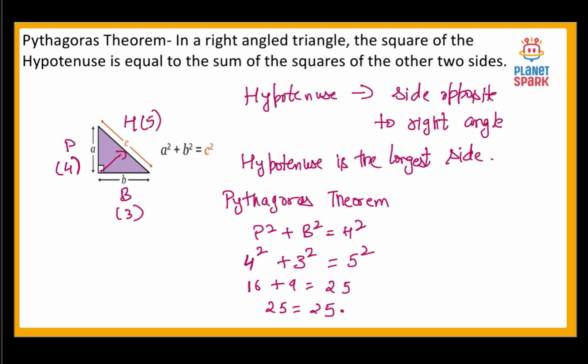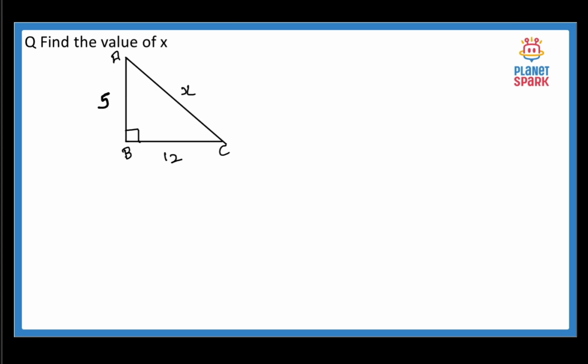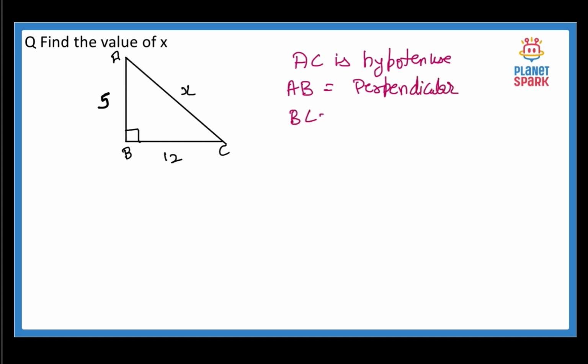If LHS is not equal to RHS, Pythagoras theorem is not true, and in that case the triangle is not a right angle triangle. For a triangle to be a right angle triangle, Pythagoras theorem should hold true. Find the value of x. Now triangle ABC is given to us as a right angle triangle. As we know, the side opposite to the right angle over here is B, opposite side is AC. So AC is my hypotenuse, AB is going to be the perpendicular and BC is going to be the base.